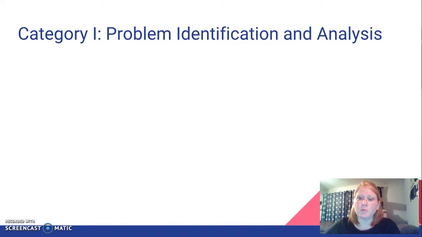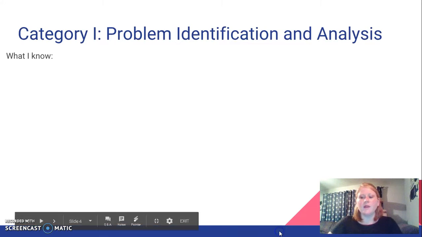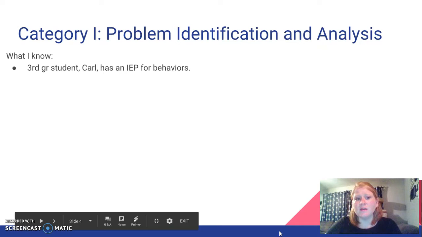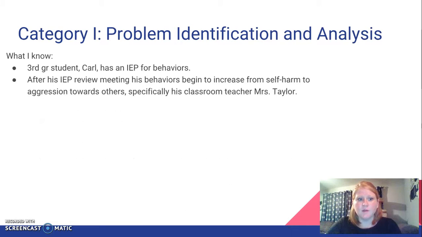Category 1, Problem Identification and Analysis. What I know. I know that Carl is a third grade student who has an IEP for behaviors. I know that after the review meeting this year, his behaviors began to increase from self-harm to aggression towards others, especially towards his classroom teacher.